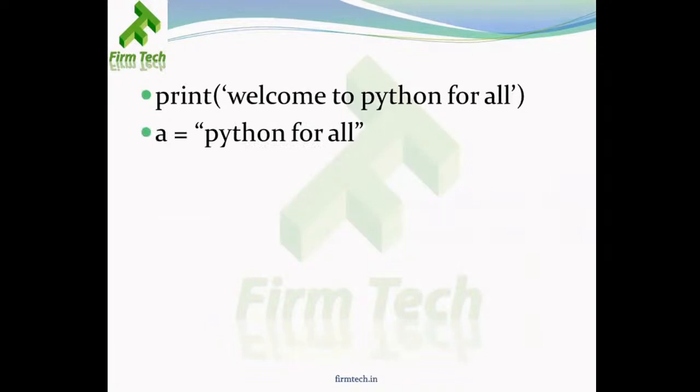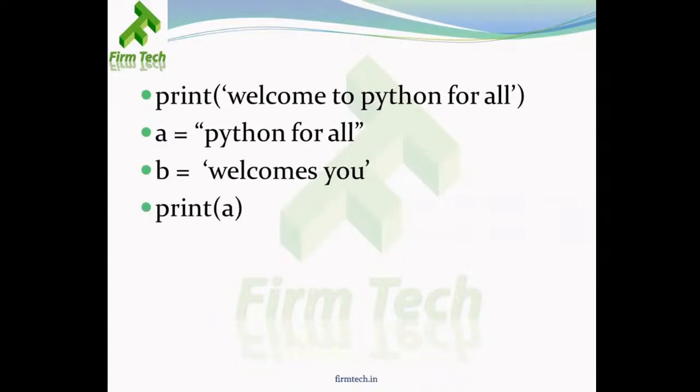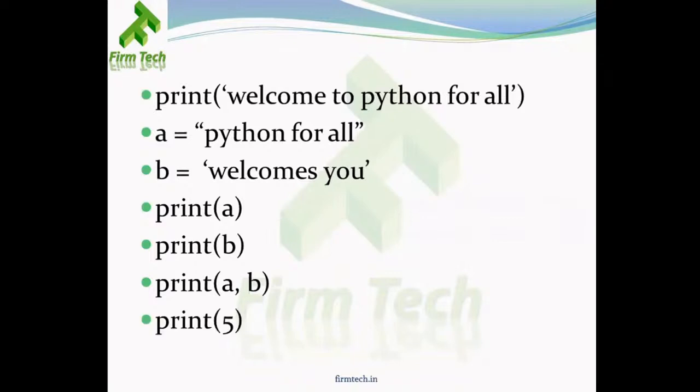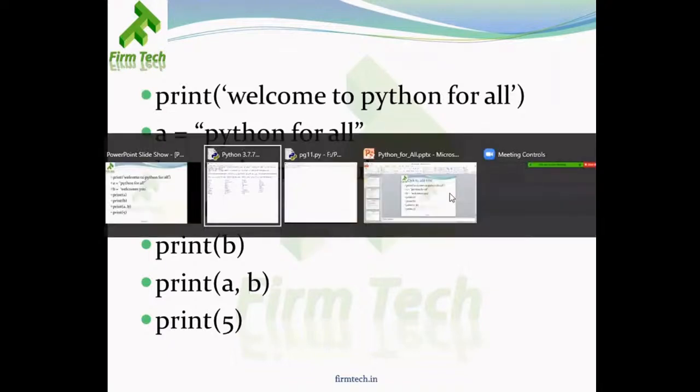Here we have written the statement A is equal to Python for all. That is, the variable A is assigned the string Python for all. The variable B is assigned the string welcomes you. Now if you write the statement print of A, it will print Python for all. Print of B will print welcomes you. Print of A comma B will print Python for all welcomes you. And print of 5 will print 5. Let us demonstrate these things in our programming window.